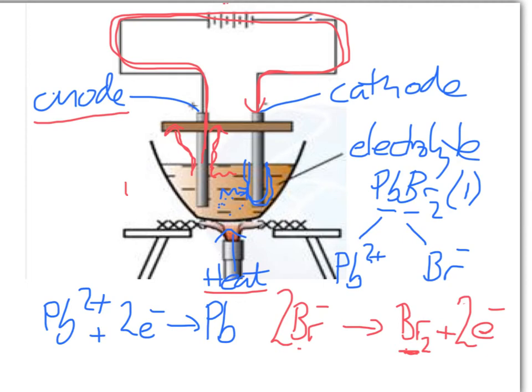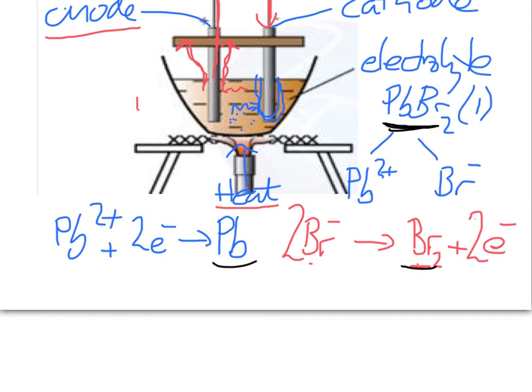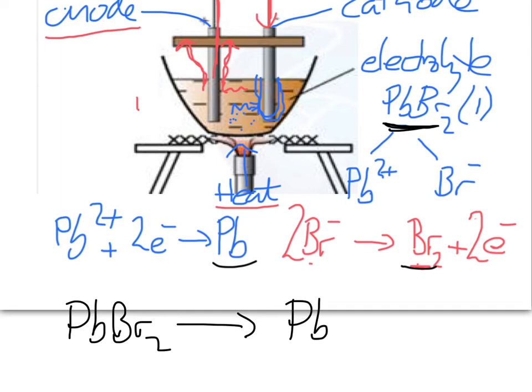So overall you can see that our lead bromide is breaking down to form lead and bromine, and you might be required to write that as an overall equation. And so that overall equation in this case is quite simple. PbBr2 breaks down to form Pb and Br2.